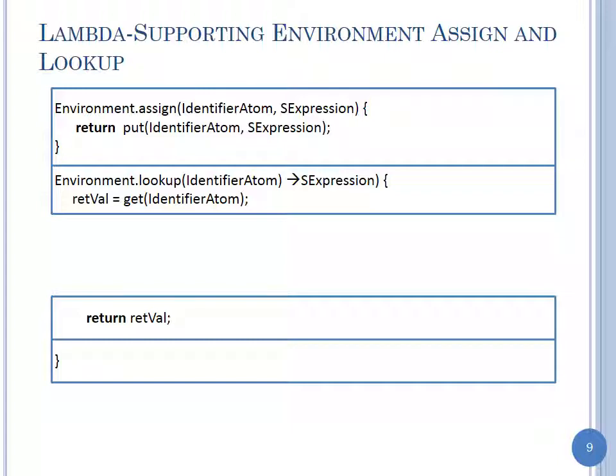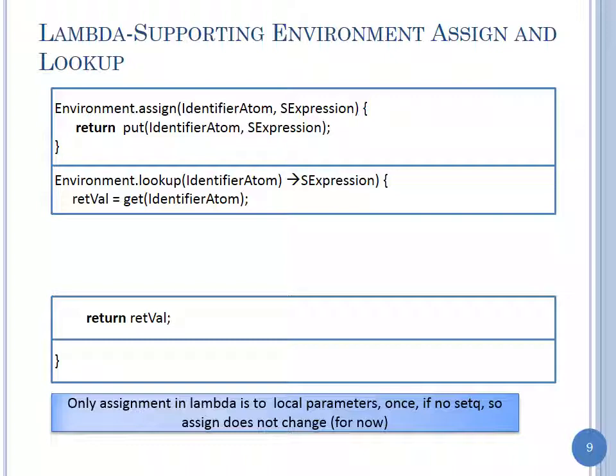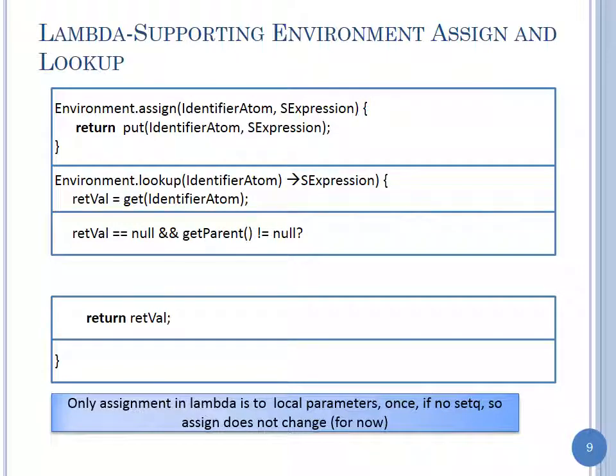Until you find it. So I first try to get it in the current scope because that shadows. So the only assignment lambda is to local parameters once, no set q, no assigned. So that's a change. I go and check if the retval is null or not. And if it is null, I do a get parent dot get. Otherwise, I return the retval.